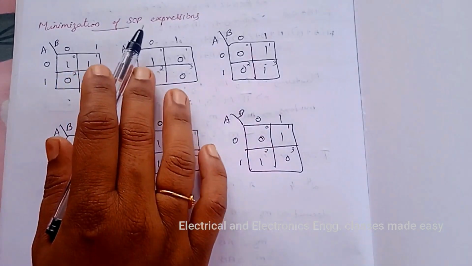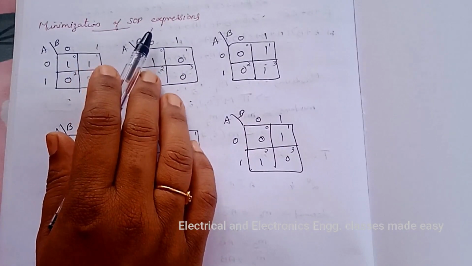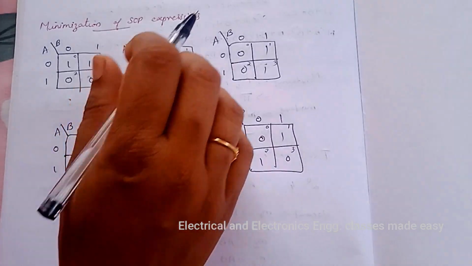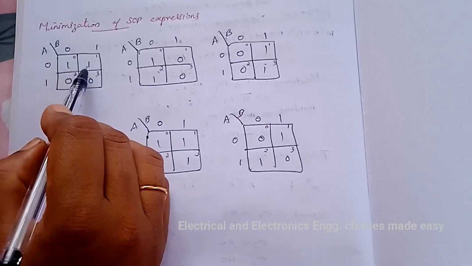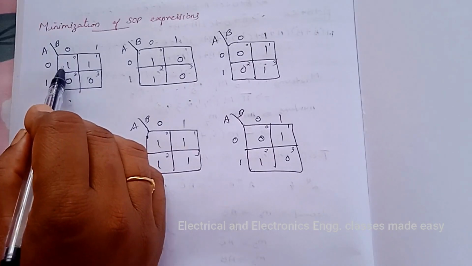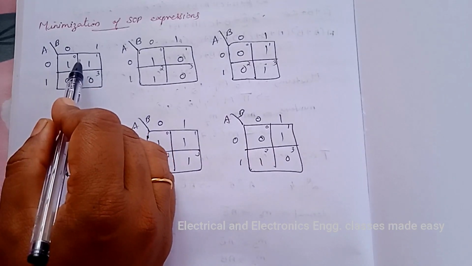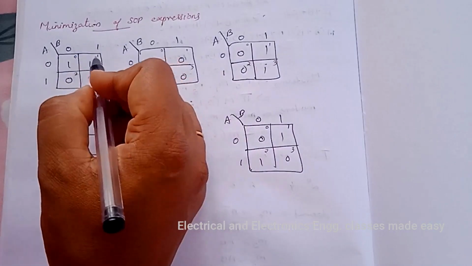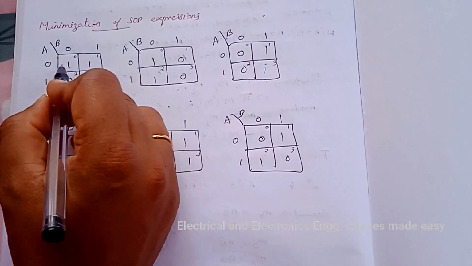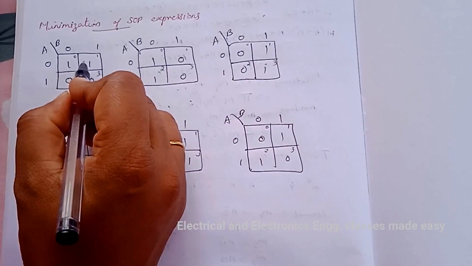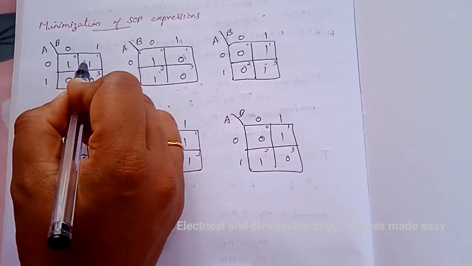Next is minimization of SOP expressions. To minimize a Boolean expression given in SOP form by using the K-map, we have to look for the adjacent squares having ones, that is minterms adjacent to each other, and combine them to form larger squares to eliminate some variables. Two squares are said to be adjacent to each other if their minterms differ in only one variable.